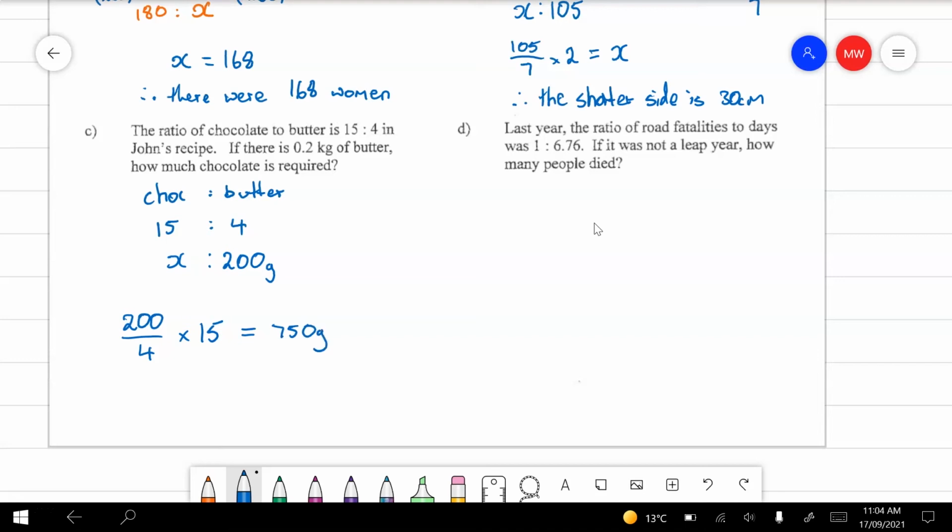You don't have to answer this in any particular way, so you can just say, therefore, 750 grams, or 0.75 if you want to work it in kilos, of chocolate is needed or required. Pardon my pen, it's writing all over the place.